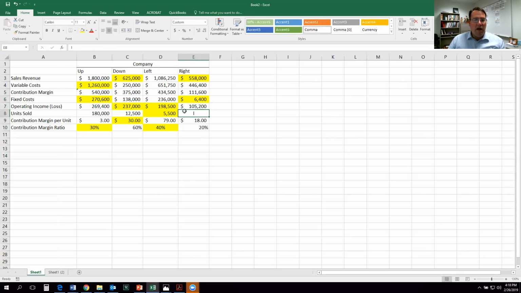And then again, if I know my contribution margin per unit and I know my contribution margin, I know that if I took contribution margin and divided it by the units sold, that would give me my contribution margin per unit. So I can recast that algebraically and say my contribution margin divided by my contribution margin per unit is going to give me my units sold.